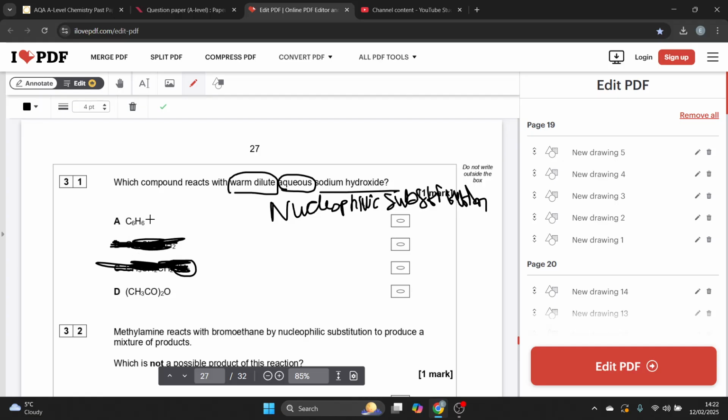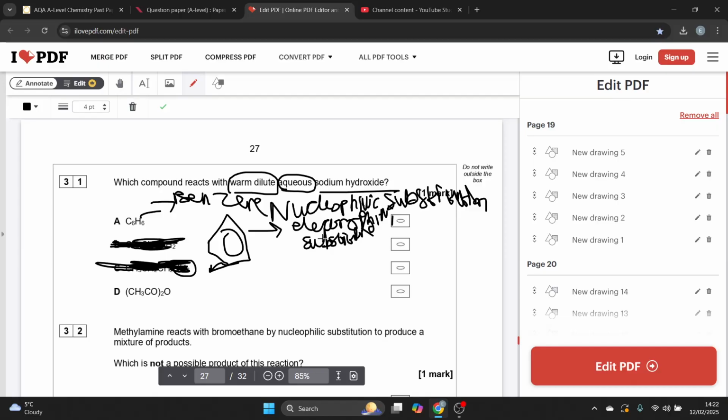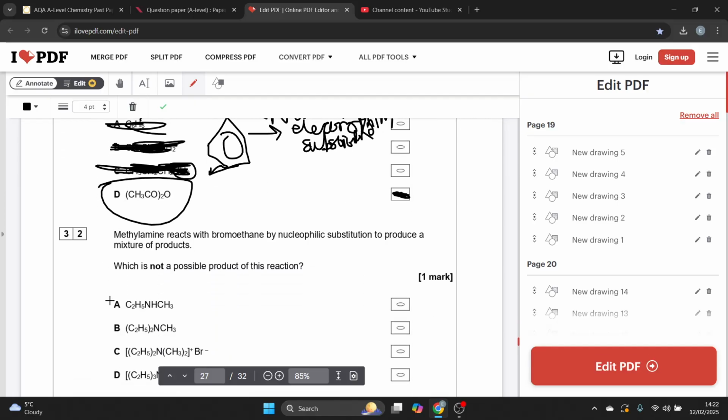The thing about benzene, which I forgot, is that it doesn't undergo nucleophilic substitution. It undergoes electrophilic substitution. The benzene ring is too stable, too strong, so it can't react with warm dilute aqueous sodium hydroxide. Therefore, the answer must be D. Even though it looks like the most unlikely one, it's going to be D.